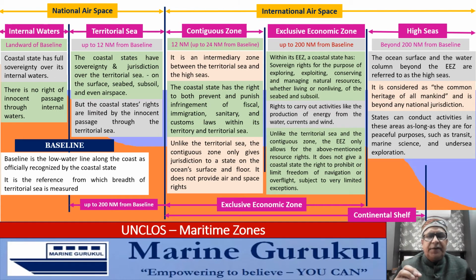Now, what is the significance of this continental shelf? Until now, we had learned that the coastal state is entitled to economic activities only up to the limits of its exclusive economic zone. Now, if the continental shelf outer limit falls outside the limits of the EEZ, then the coastal state's right of economic activities gets extended beyond the EEZ up to the limit of the continental shelf.